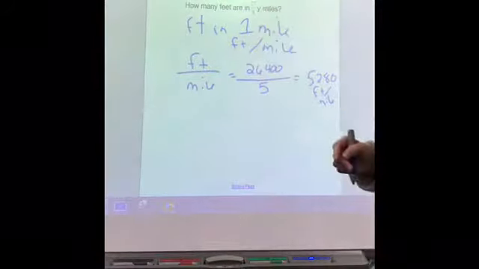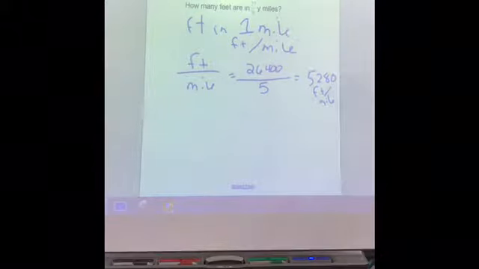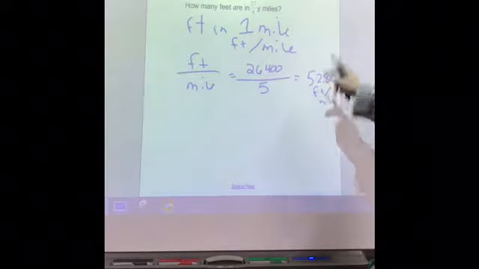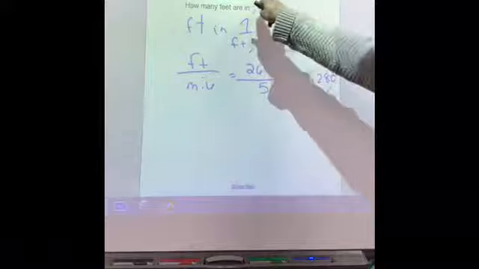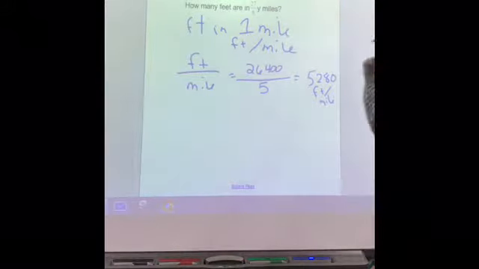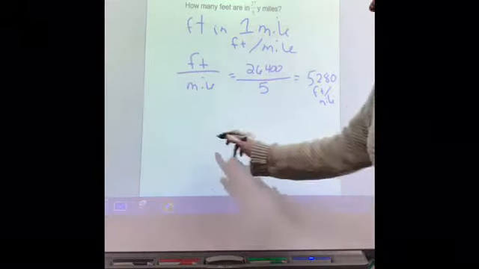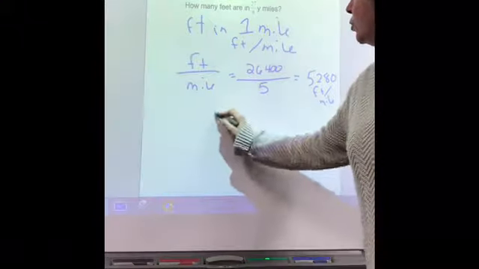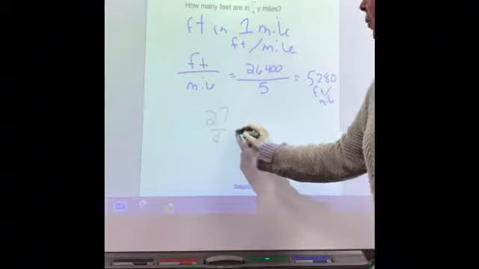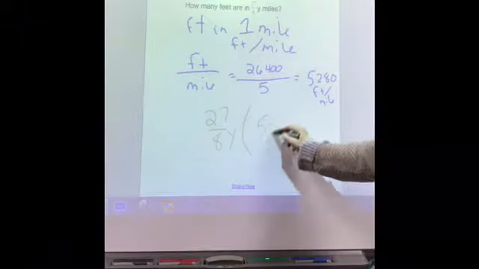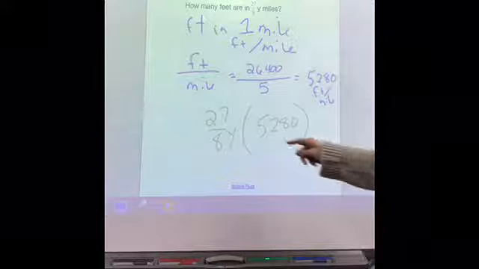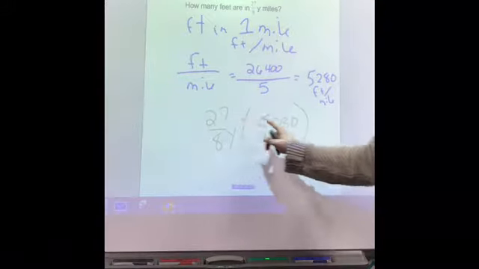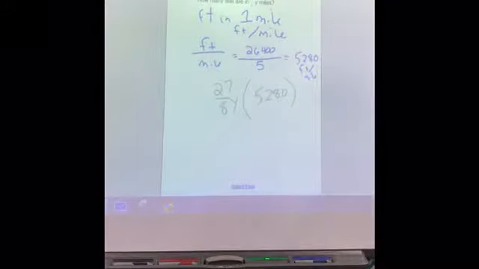How many feet are in 27 over 8y miles? If this was 2 miles, how many feet are in 2 miles? You would multiply 2 times this number. But it's not 2. It's this funky number. So the operation is the same. It's still multiplication. 27 over 8y times 5,280. I'm not finished yet because I can simplify it by multiplying those two numbers together.